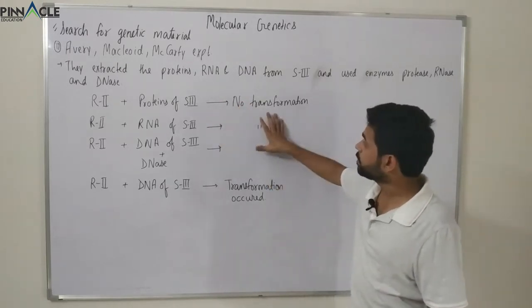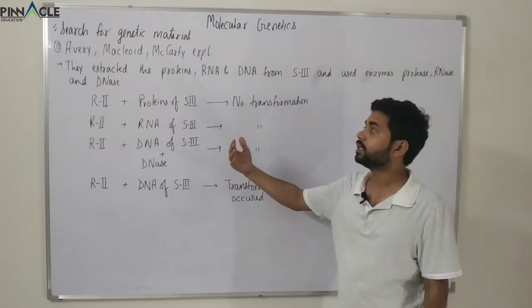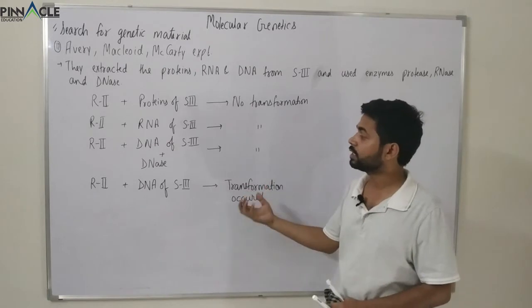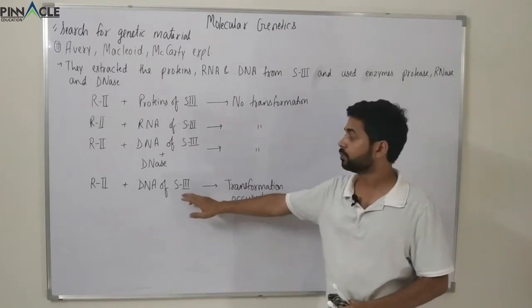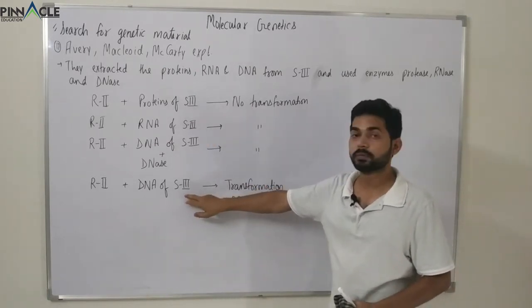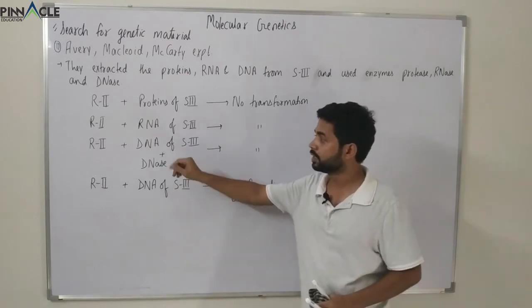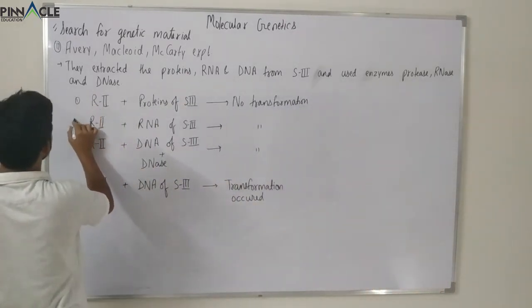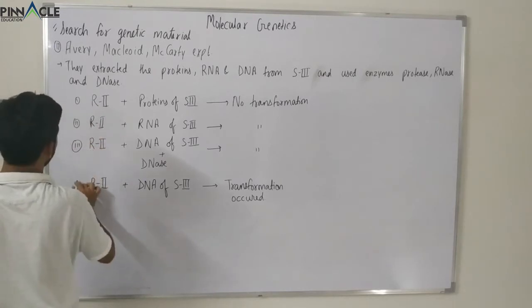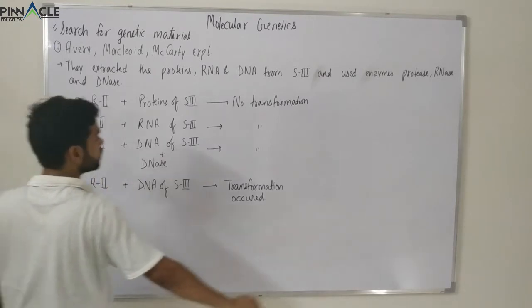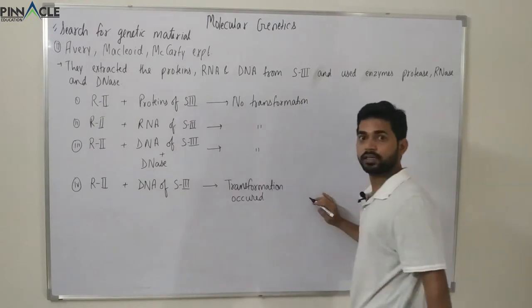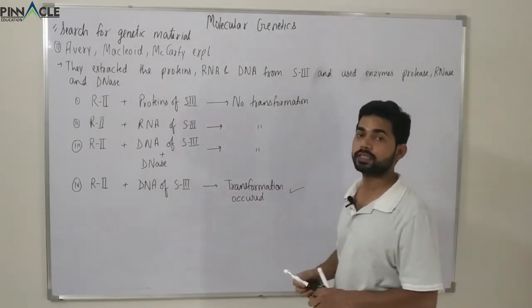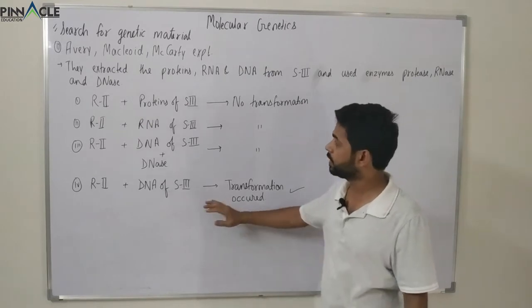So these people were the real pioneers who for the first time concluded that DNA was the genetic material, because they provided concrete proof from their experiment. So this was the first case, this was the second, this was the third, and this was the fourth. The transformation which occurred here provided the main source of this information that DNA is the genetic material.